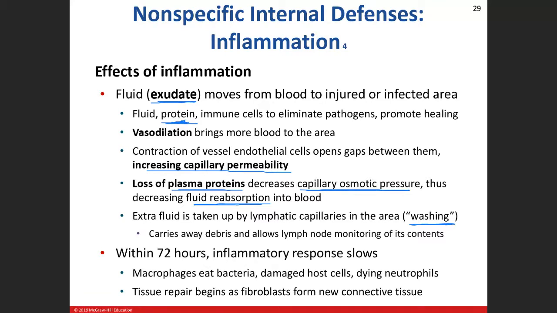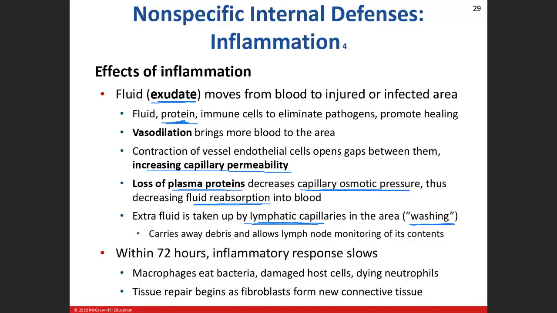As the tissue fluid pressure increases, the capillaries of our lymphatic vessels, the lymphatic capillaries, will then absorb that tissue fluid because it's increased. I'll show you here in a bit. I'm not explaining myself very well. Keep in mind, the more fluid that builds up in our tissue, the more it will be drained by the lymphatic capillaries. I'll show you in a second. That phenomenon is called washing.